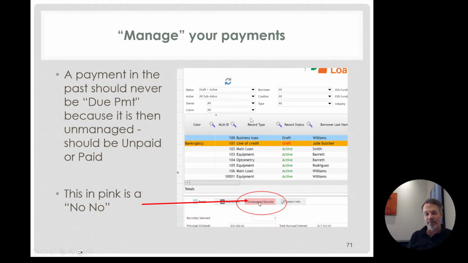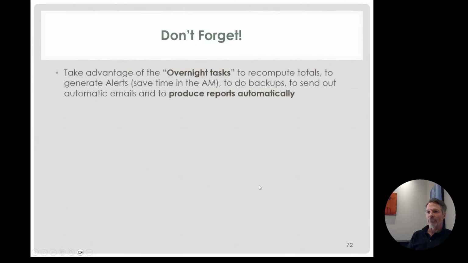If you see this in pink, in theory, you should not produce any reports because you have unmanaged loans, which means you'll have bad data in the end, more or less. Pink is no good. Don't forget overnight tasks. If you're not using it, you have big databases. Overnight tasks will perform operations overnight as opposed to in the morning and produce reports automatically. It'll do backups, etc., etc.